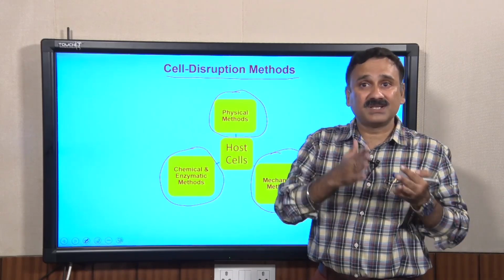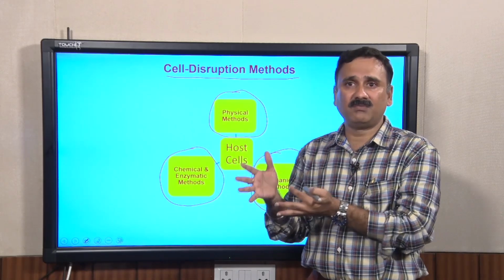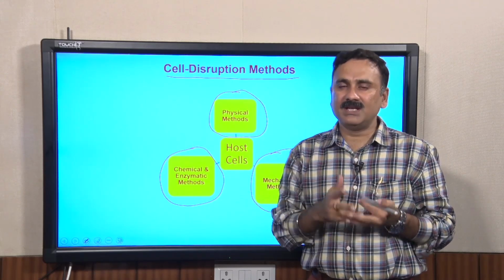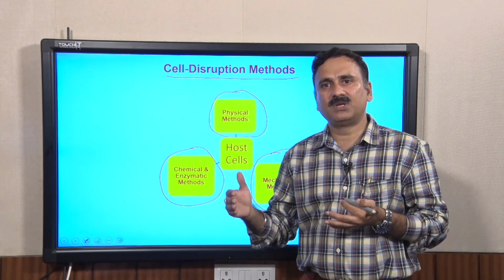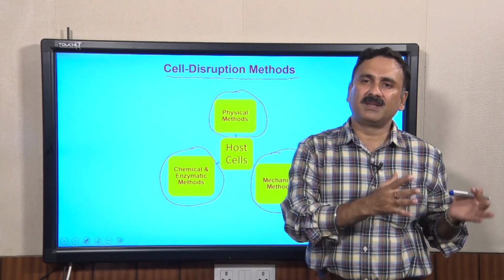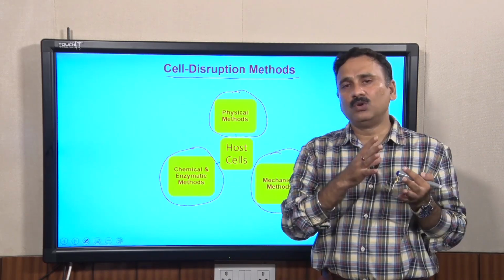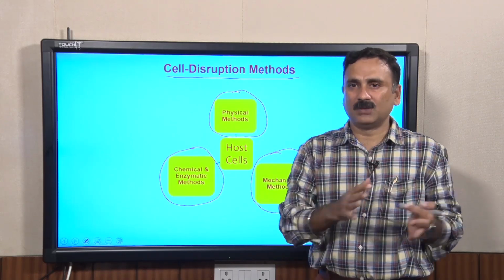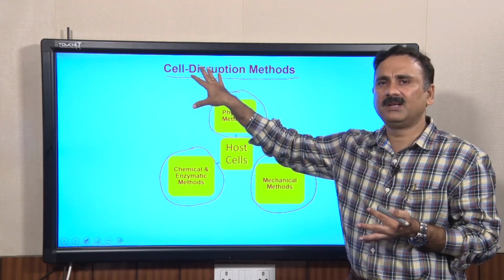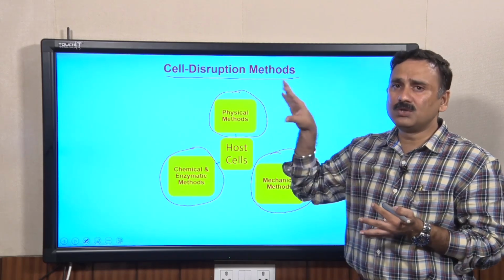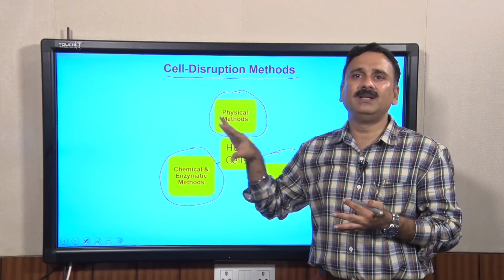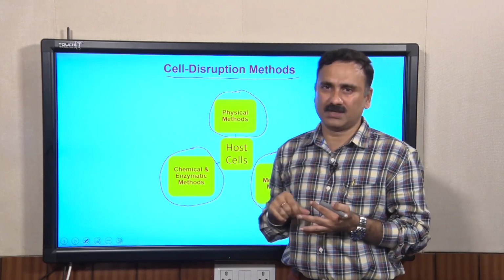If it is temperature sensitive, then some of the methods may not be suitable for cell disruption. On the other hand, when you use a cell disruption method and suppose your product is present inside the mitochondria, then you also have to see that the product should not get damaged. So, the purpose of all the cell disruption methods is that they should disrupt the cells and release your product, but they should not denature or damage the product.